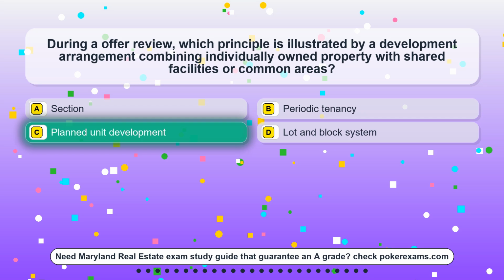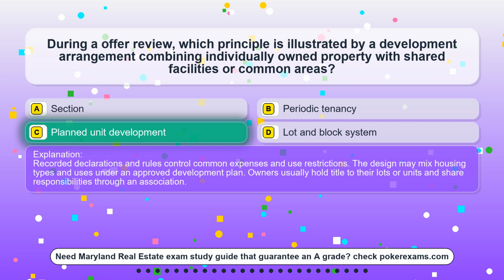The correct answer is option C, planned unit development. Recorded declarations and rules control common expenses and use restrictions. The design may mix housing types and uses under an approved development plan. Owners usually hold title to their lots or units and share responsibilities through an association.